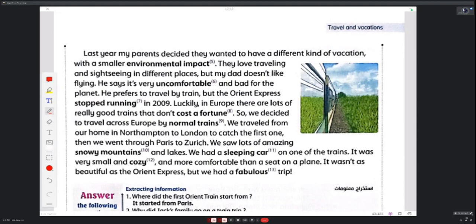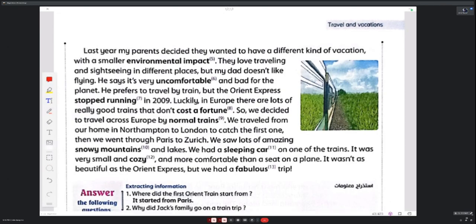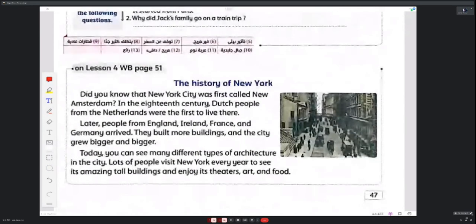We had a sleeping car on one of the trains. It was very small and cozy and more comfortable than a seat on a plane. It wasn't as beautiful as the Orient Express, but we had a fabulous trip. A wonderful trip or a fabulous trip.